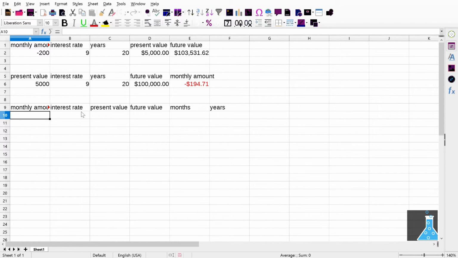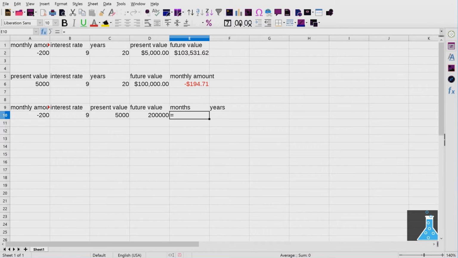Okay, so our monthly amount we're going to say is minus $200. And interest rate, we'll go with 9%. Our present value we'll again say is $5,000. Our future value, let's say we want to do $200,000. And then we're going to calculate the number of months that it takes to get to that value.